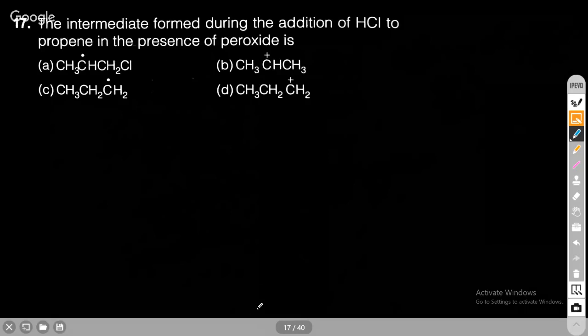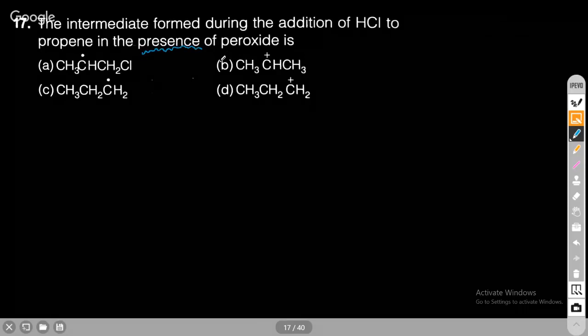Yeah, right. The answer is option B. Why not this one, C? First of all, the intermediate formed during the addition of HCl to propene in the presence of peroxide. First of all, we have peroxide here, but since we have HCl, anti-Markovnikov addition will not be there, right? So propene is nothing but CH3 CH double bond CH2, right? So addition takes place according to Markovnikov rule. Means negative part, which is Cl minus and H plus, this will attach at this carbon only.